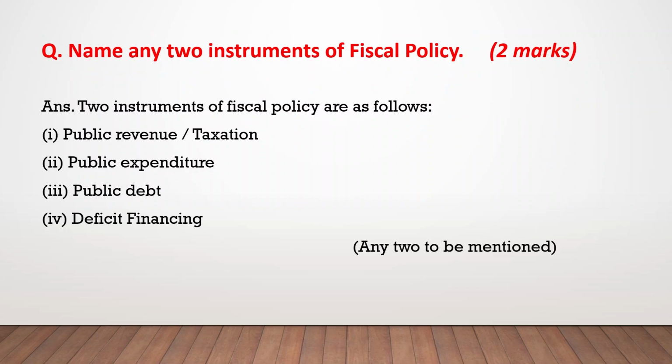Another question from the past paper. Here you are expected to just name any two instruments of fiscal policy. The board is expecting nothing more than that.